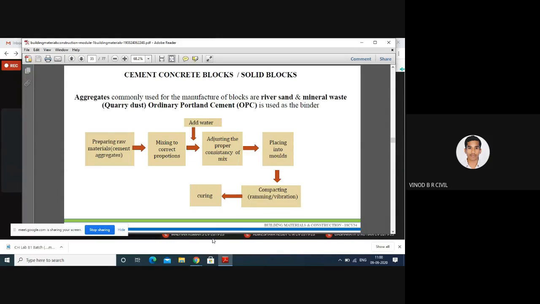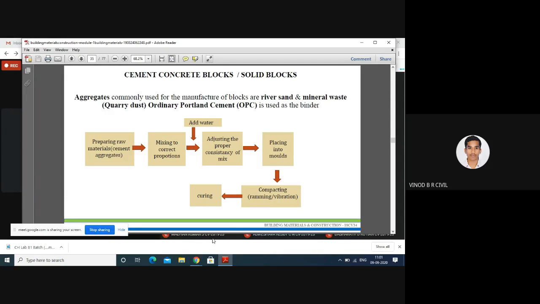Aggregates commonly used for manufacturing of blocks are river sand or mineral waste like quarry dust, and ordinary Portland cement is used as a binder. As you know, aggregate is a common material. Twenty or thirty years back, they were using river sand. Now the availability of river sand is restricted, so they are going for quarry dust, also called stone dust. These are the materials they use for manufacturing of blocks, and next is ordinary Portland cement. These materials are used to manufacture cement concrete blocks, or solid blocks.